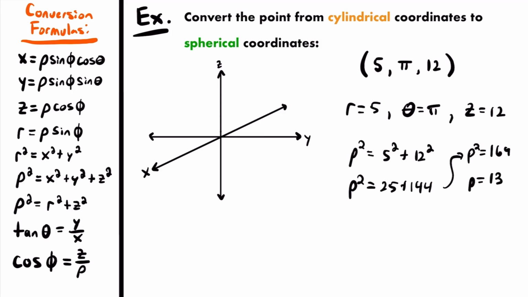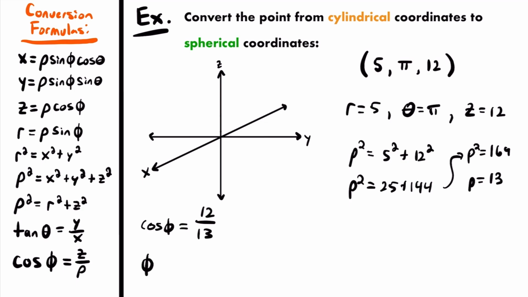Okay, now let's work on phi. We want to use this formula once again. We'll have cosine of phi equals z, which is 12, divided by rho, which we now found is 13. And that's not a particularly nice value. It doesn't correspond to any special angles for cosine, or really any trig function for that matter.